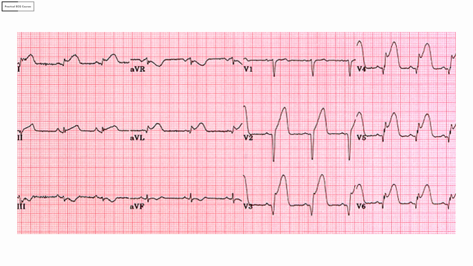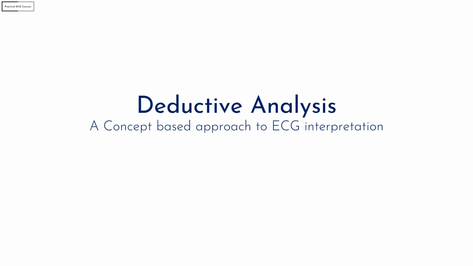And what happens when you see a pattern you are not familiar with? Will you be able to diagnose it? This is where deductive analysis comes into play. Deductive analysis is the next step of ECG interpretation, where you actively analyze what you see on the ECG and try to understand what's happening in the patient's heart. This method of ECG interpretation is not dependent on pattern recognition.